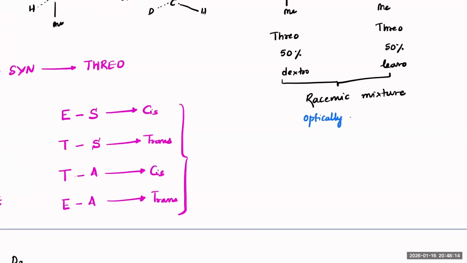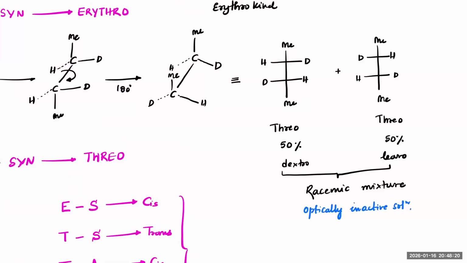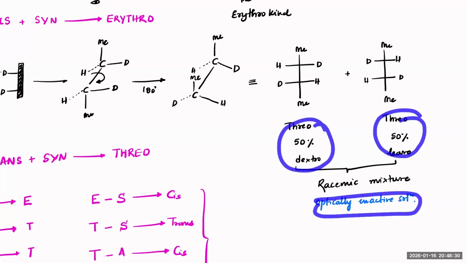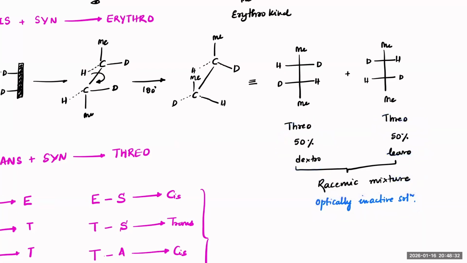Optically inactive solution. If you may recall, an optically inactive solution is called a racemic mixture. An enantiomeric mixture which is 50-50% will be optically inactive and it is called a racemic mixture. So in the threo kind, you'll get 50-50% of dextro and levo.